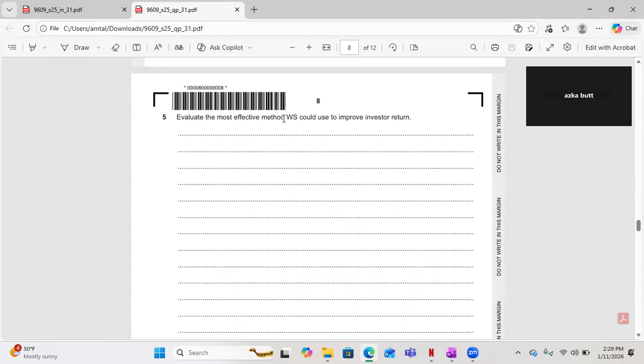They're not asking about the average rate of return and all these things. They're not asking about those things. They are asking you to write the methods, that is, which method they should use to improve their investor return.